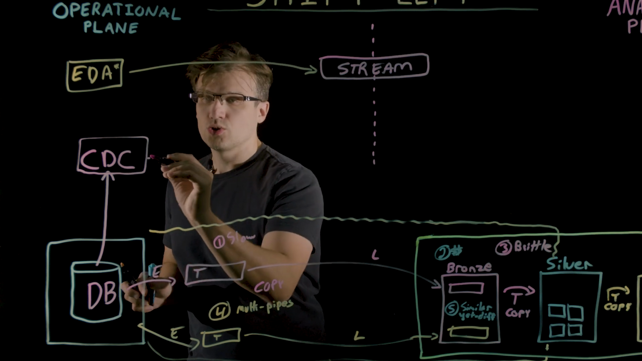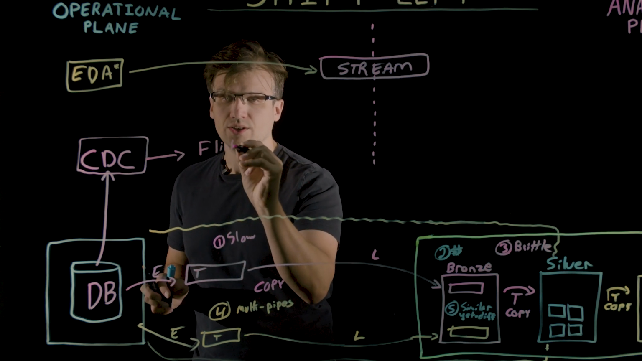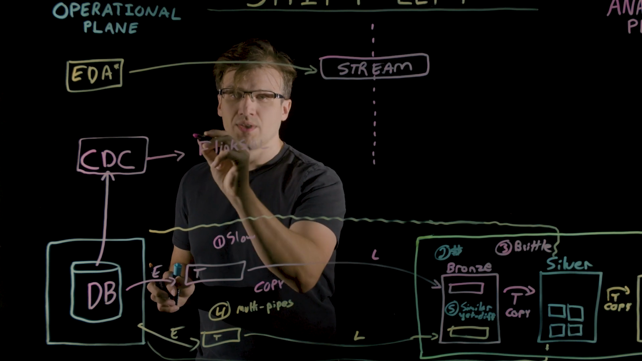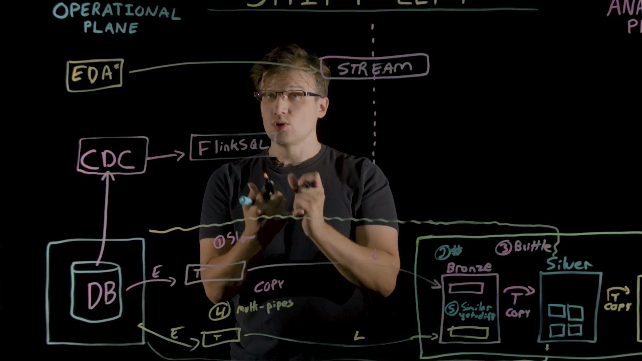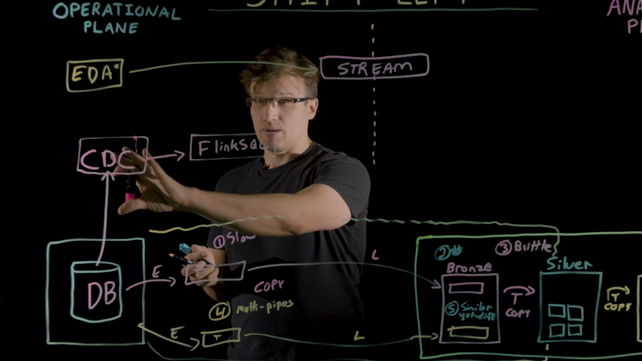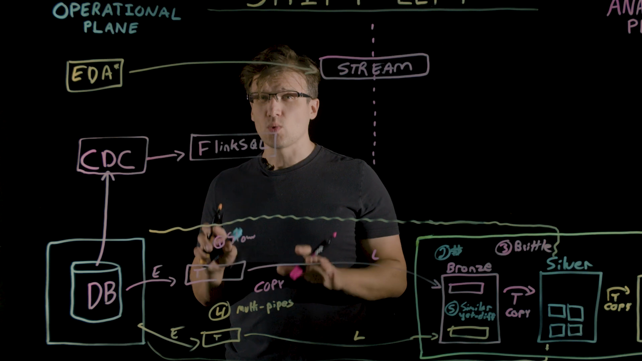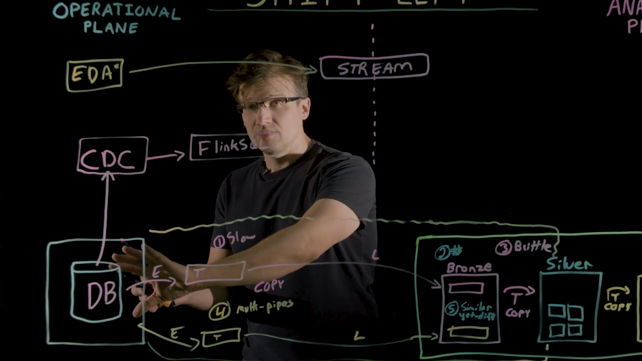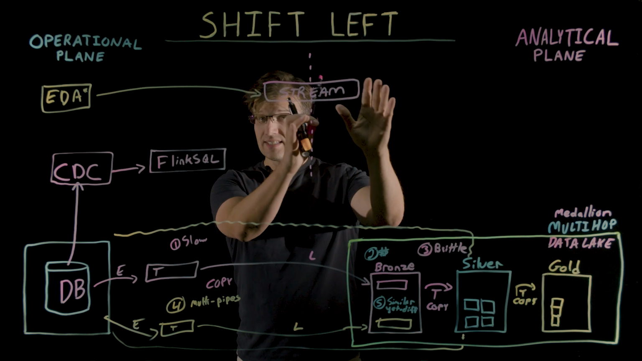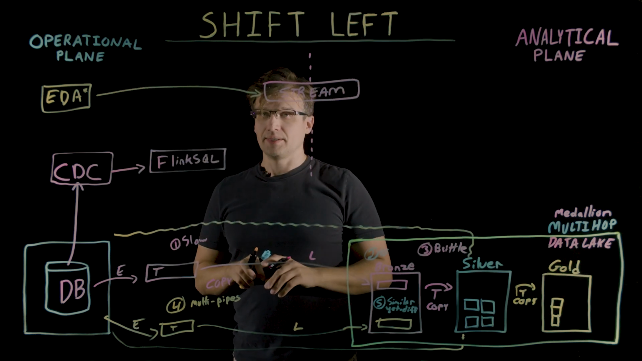Now, you can also choose to perform further operations on that using something like, say, FlinkSQL. Very common operations that you might do include denormalizing the relationships that you're getting from this database. One of the reasons why you'd want to do that is to isolate the internal data model from the events that you're going to be sharing in your operational and your analytical plane.